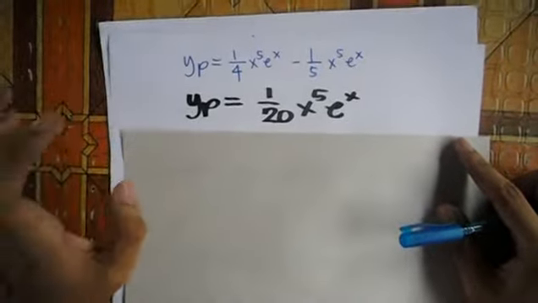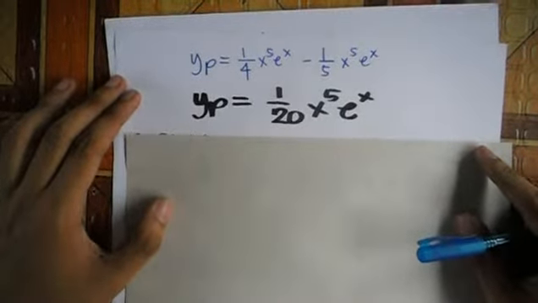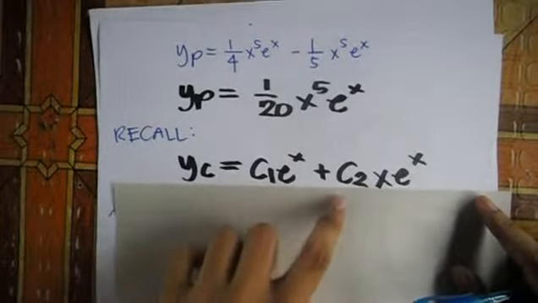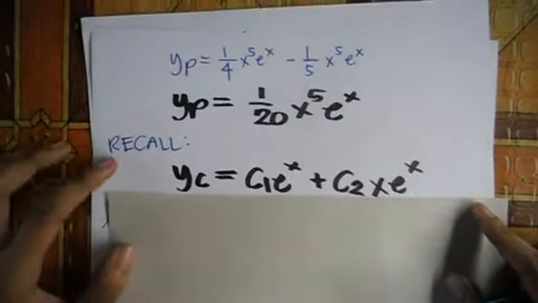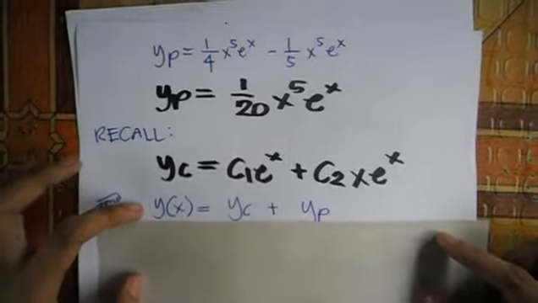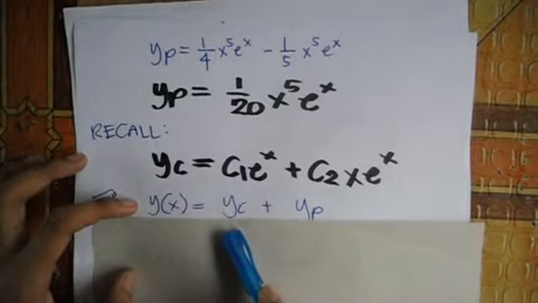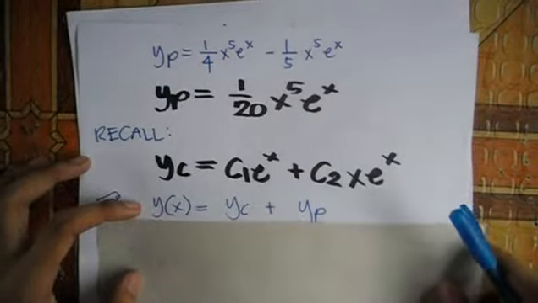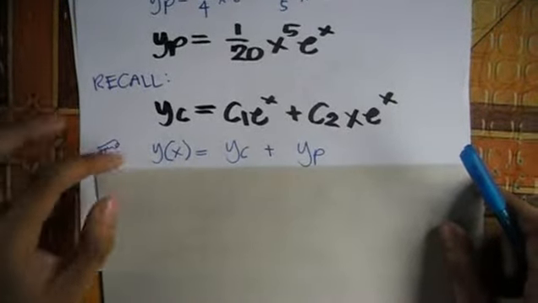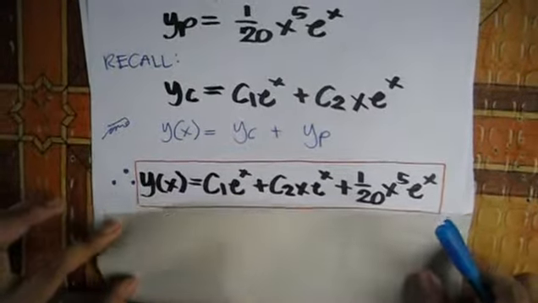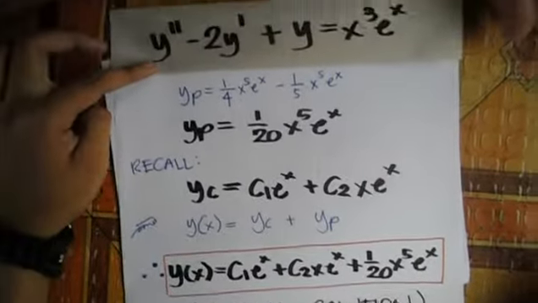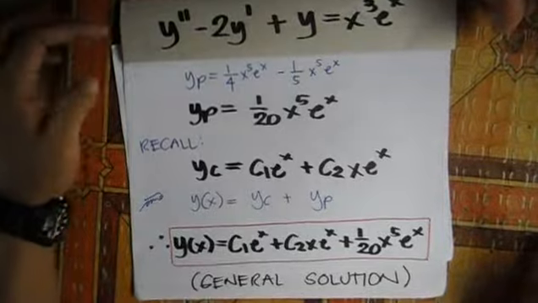So now we have derived yp and yc, and recall that our yc is c1 e to the x plus c2 x e to the x, and also recall that our complete solution is just this, the addition of yc and yp. Since we have yp and yc, we can derive our complete solution, which is in this form. So this is the answer for the differential equation given here.